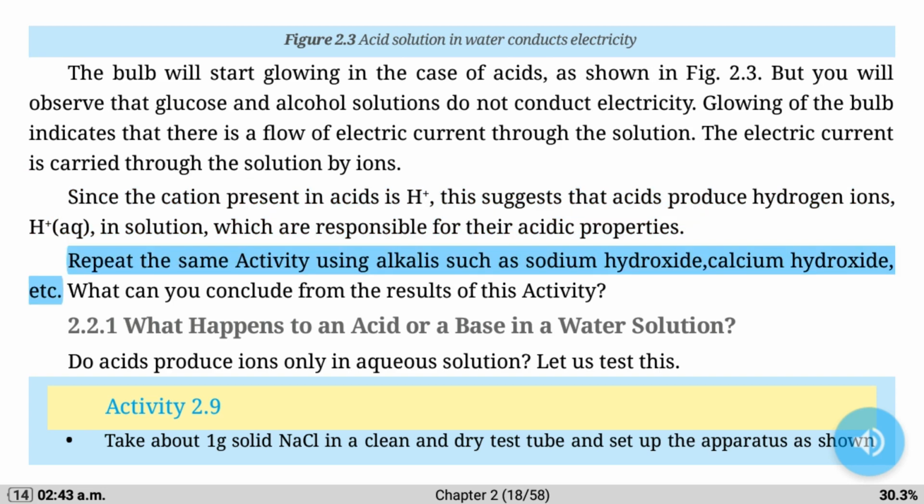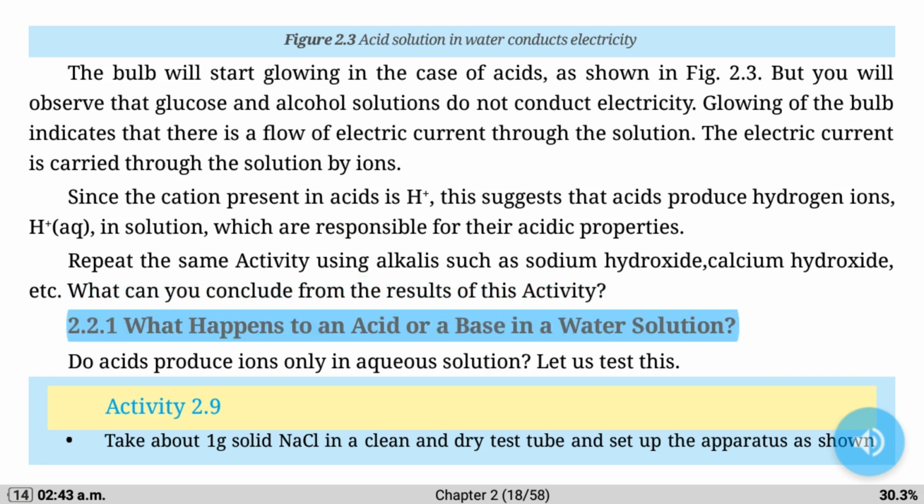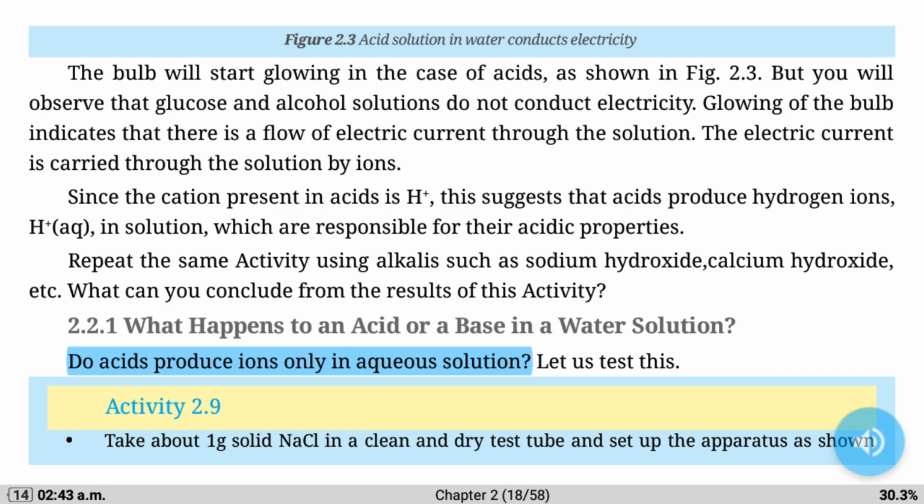Repeat the same activity using alkalis such as sodium hydroxide, calcium hydroxide, etc. What can you conclude from the results of this activity? 2.2.1 What happens to an acid or a base in a water solution? Do acids produce ions only in aqueous solution? Let us test this. Activity 2.9.